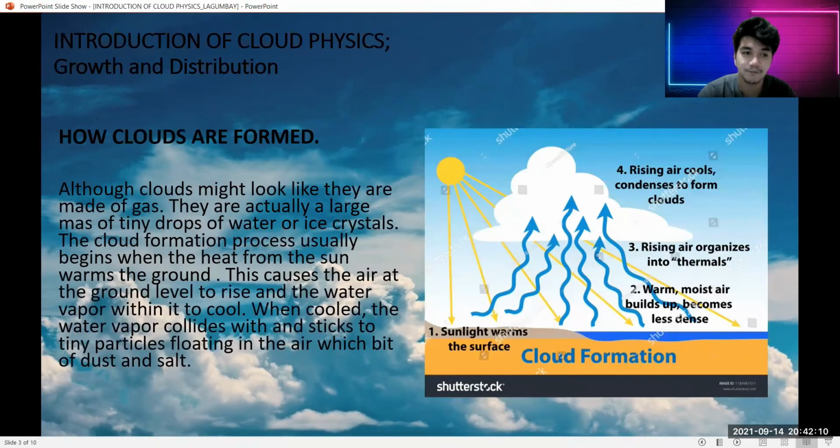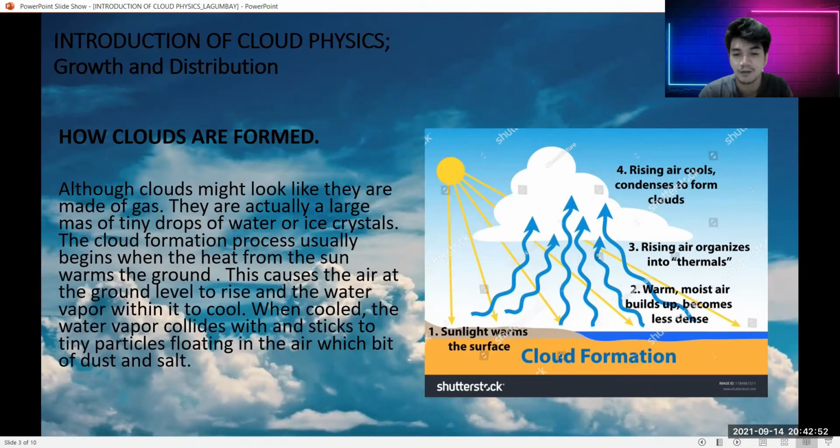So how clouds are formed? Although clouds might look like they are made of gas, they are actually a large mass of tiny drops of water or ice crystals. The cloud formation process usually begins when the heat from the sun warms the ground, and this causes the air at the ground level to rise and the water vapor within it to cool. So when cooled, the water vapor collides with and sticks to tiny particles floating in the air, which is bits of dust and salt. No, so ang process sa pagbuo sa clouds is one is sunlight.